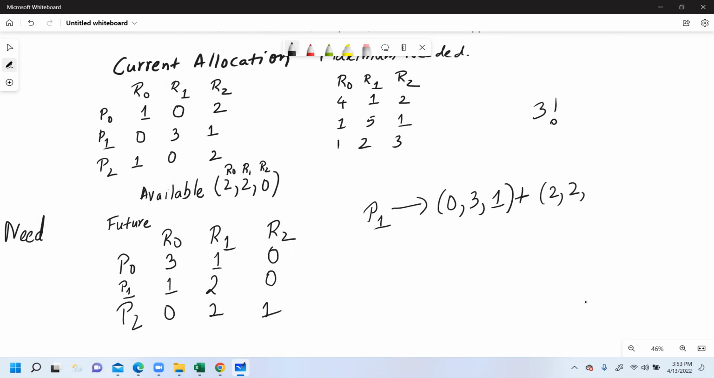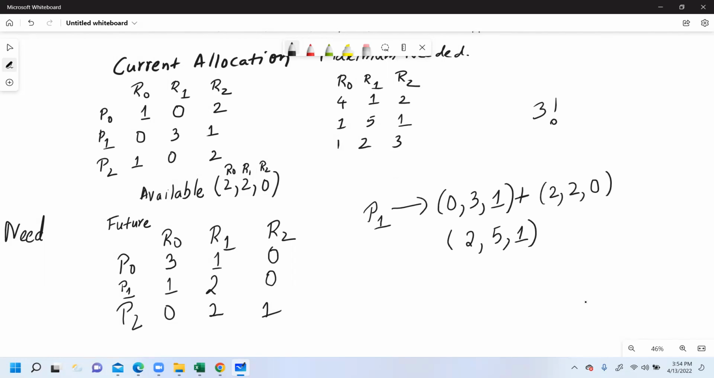So at the end of the completion, it's like a vector, and we are doing vector addition. So 0, 3, 1 plus 2, 2, 0 is 2, 5, 1. So at the end of P1 completion, we will have 2, 5, 1 as the available resources. Is that clear? We are adding the currently available with whatever is held by P1. At the end of P1 completion, we will have these many resources available. Is that clear?